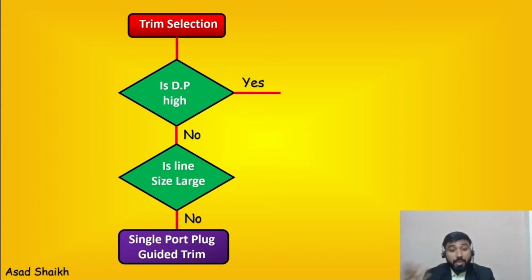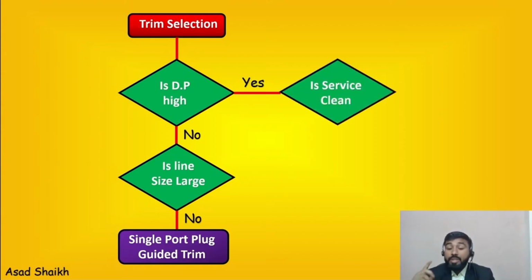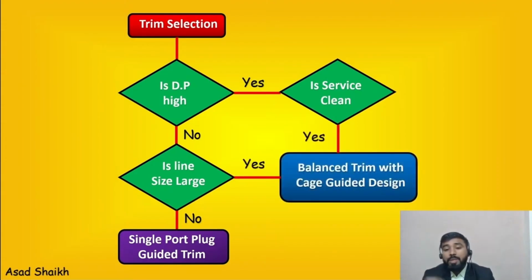If that is not possible, if your DP is very high, then you see whether the service is clean or not. Because if your service is dirty, even if you have something like unbalanced trim or cage guided, you have to look at how dirty the service is. If your service is clean and your line size is also large, then you should prefer a balanced trim design with a cage guided design. So cage guided with a balanced trim is your best choice.